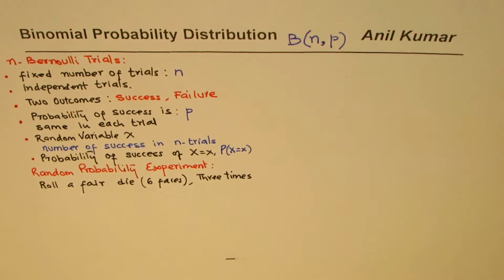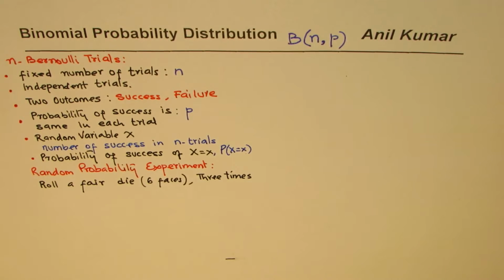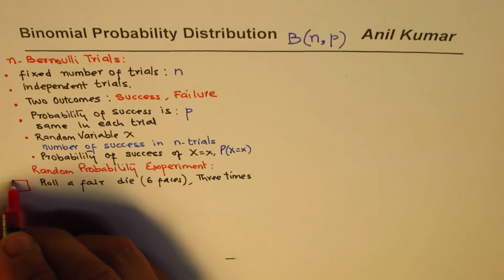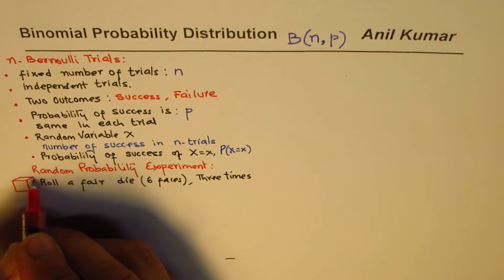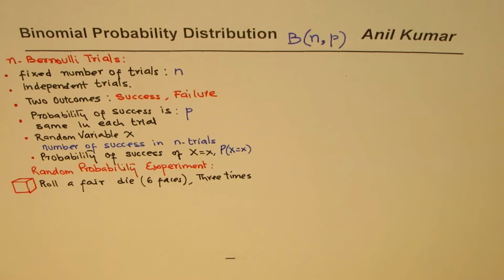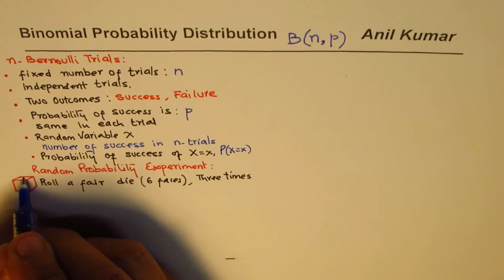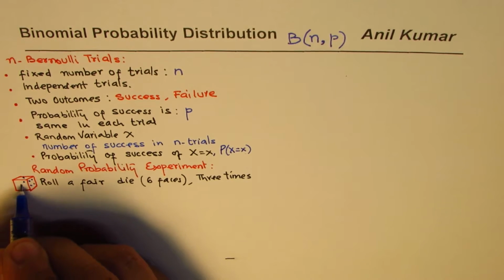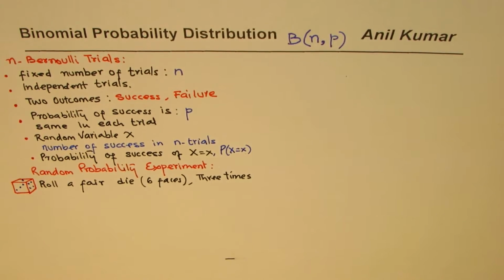So roll a fair die 3 times. If you roll a fair die 3 times, this is my fair die, correct? And we are going to roll this 3 times. It has 6 faces. The numbers are 1 to 6.